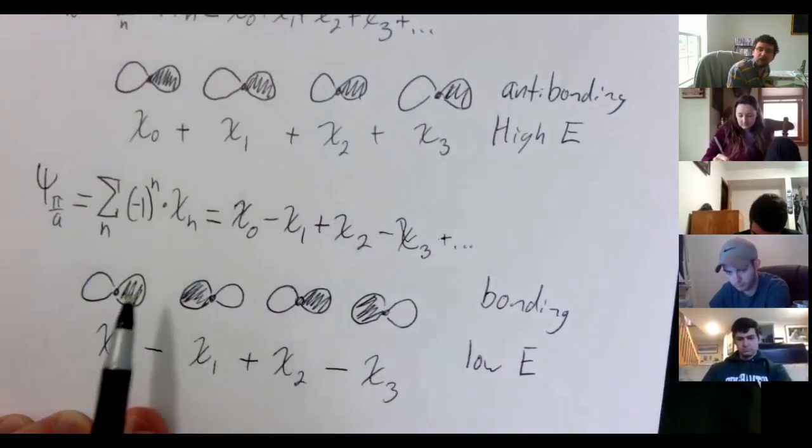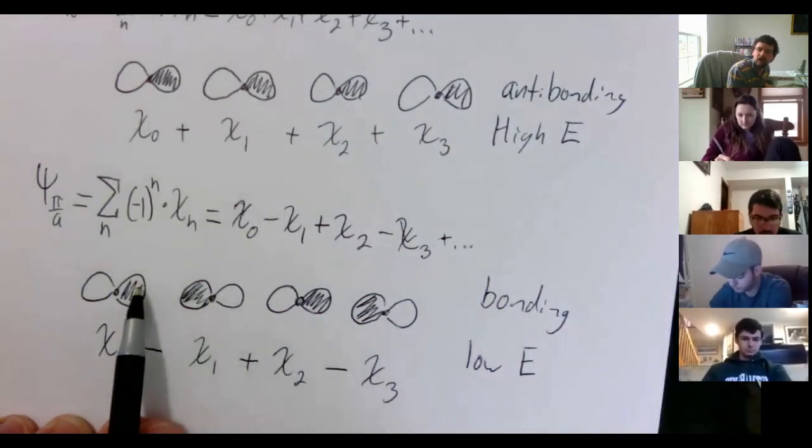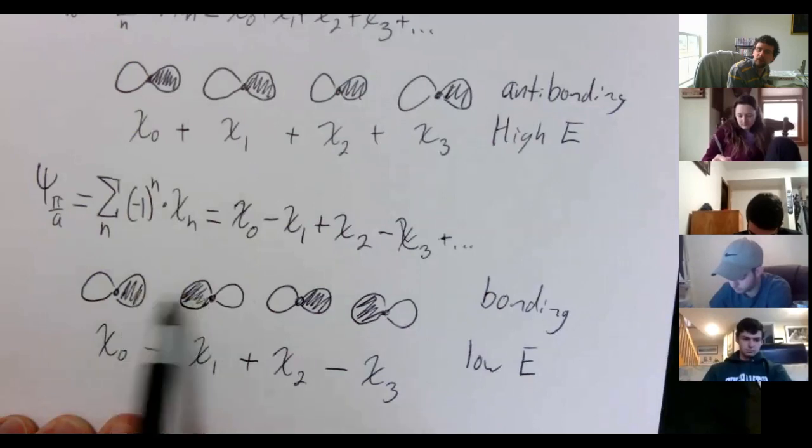Okay, now let's think of the type of overlap we're having here. How many regions of overlap are we having between these two orbitals?